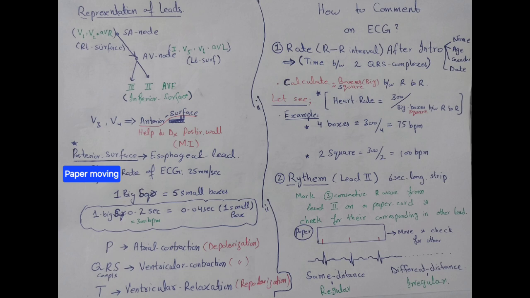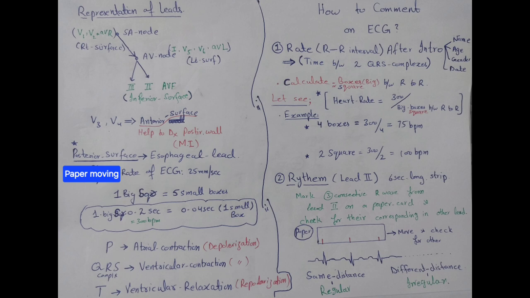Now, when you see an ECG paper, the paper is moving at a speed of 25 mm per second, and one big square is equal to 5 small squares or boxes. One big square is about 5 mm, and one big square is equal to 0.2 second.